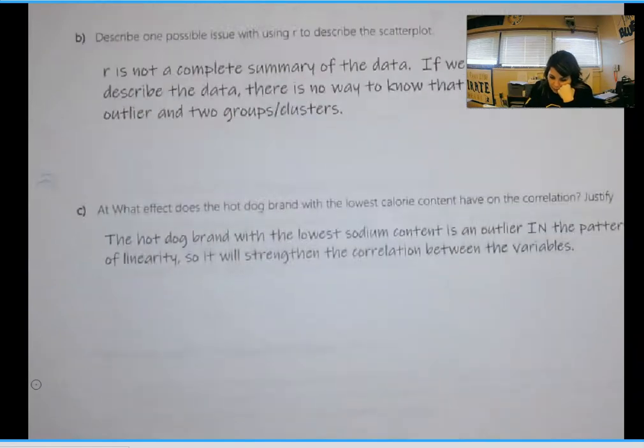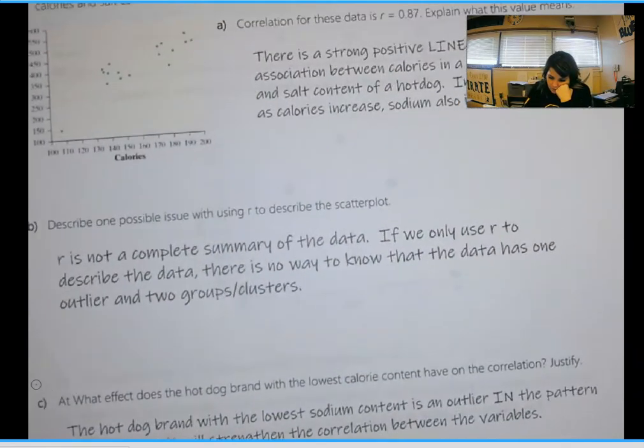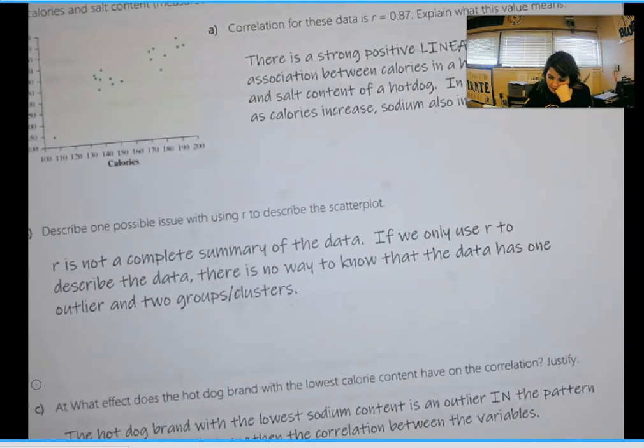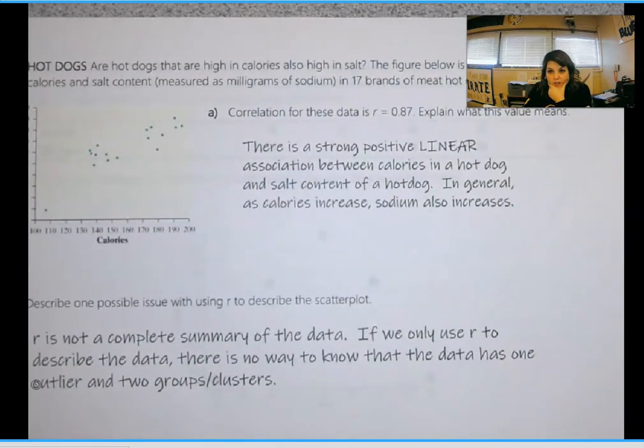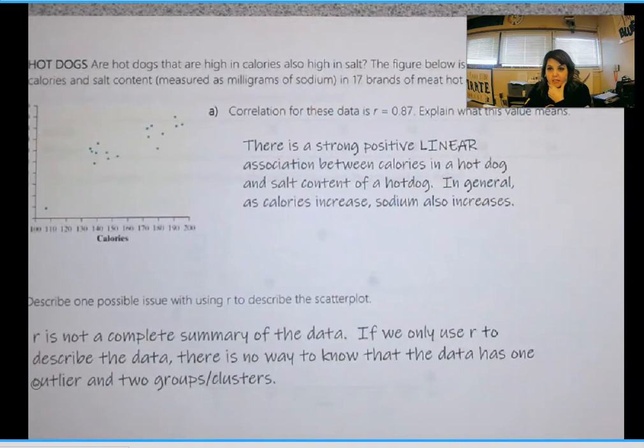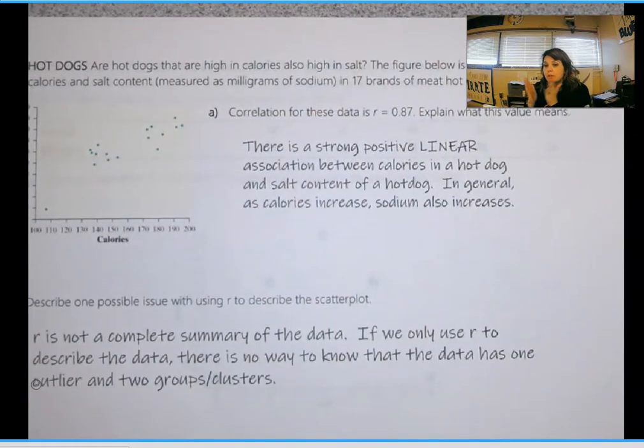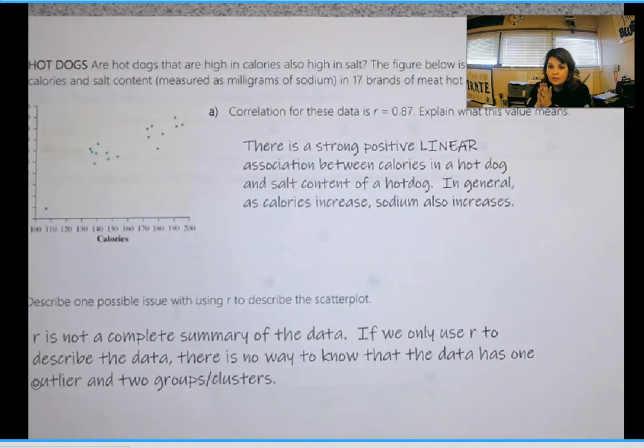5, the hot dog problem. The correlation is 0.87. Explain what this value means. So one thing that I wish I would have talked a little bit more about in class was why we talk about correlation and describing correlation when the descriptions for a scatter plot and R are almost exactly the same.